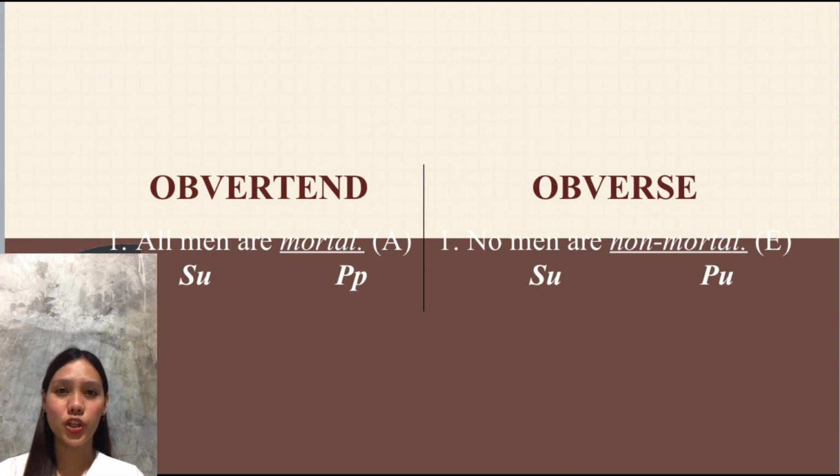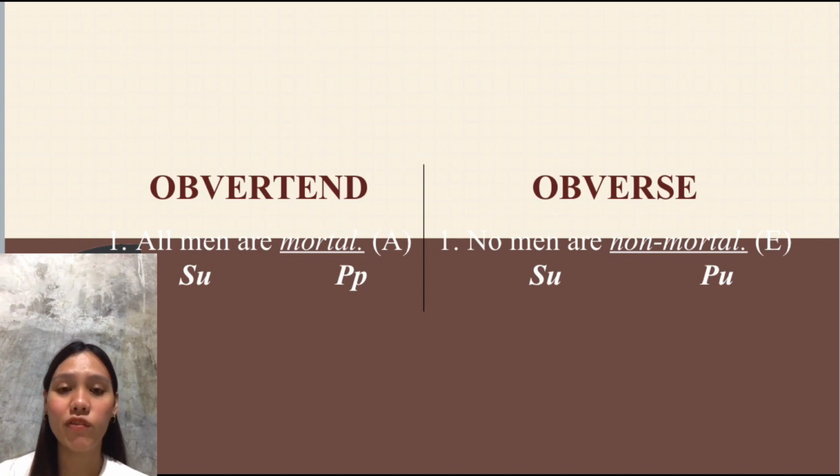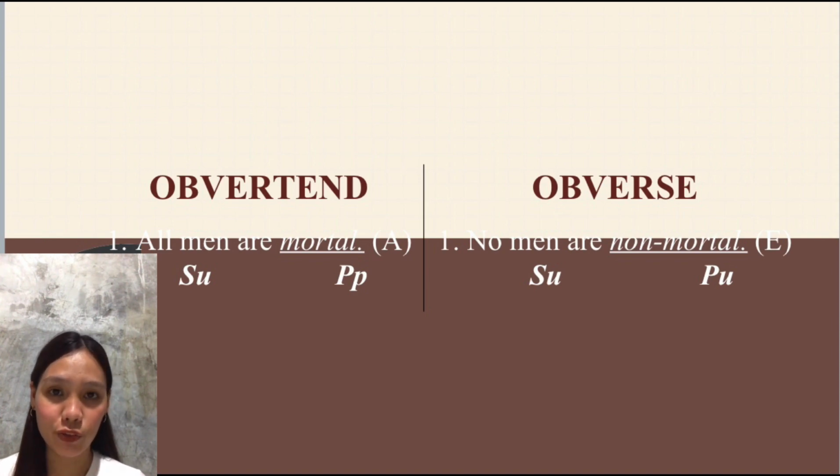According to the third condition, the quality of the obvertend is affirmative. It is affirmative because it does not contain any negative words. No men are non-mortal, which is the obverse, is negative since it uses the quantifier word no, which makes the quality negative. And lastly, the quantity of the obverse is the same as the quantity of the obvertend. So, since the obvertend is universal, the obverse is also universal.